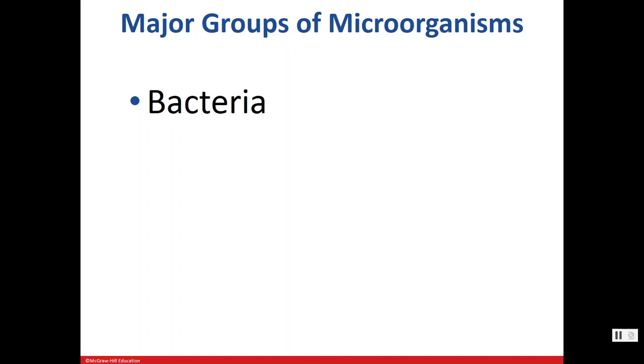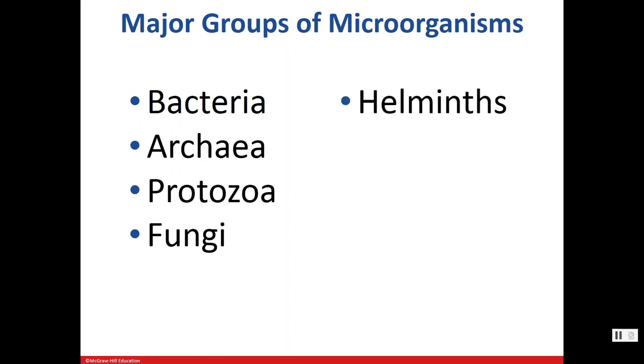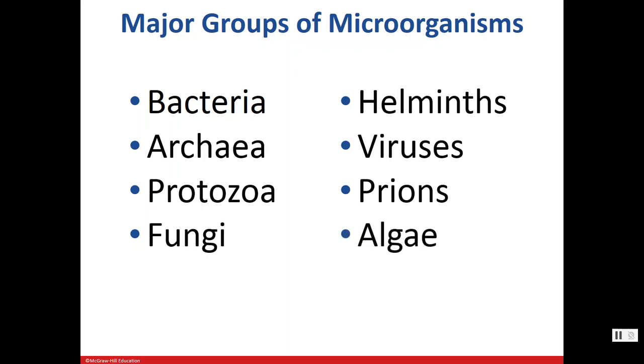So we're going to be studying these major groups. We're going to look at the bacteria, and archaea, which are very bacteria-like, though we now know they're very different from bacteria. The protozoa, things like amoeba and paramecium. Fungi, things like molds, mushrooms, and yeast. We have helminths, which are your parasitic worms. Viruses and prions are both sort of unique. It's questionable whether they're alive or not, but they are potential pathogens, so we're going to talk about them. And then algae, of course, things like seaweed.